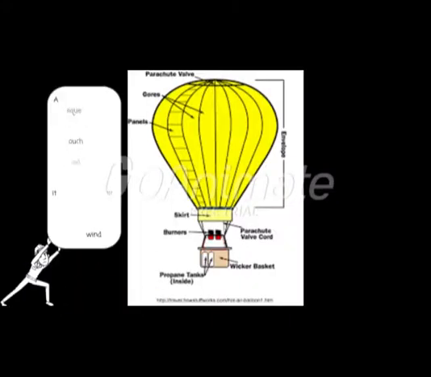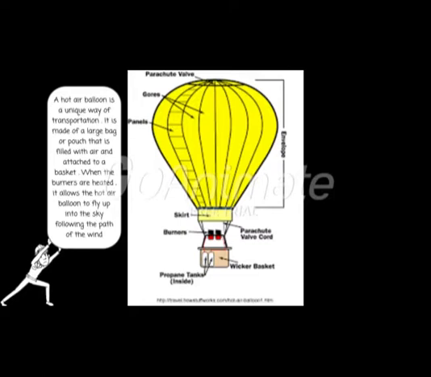A hot air balloon is a unique way of transportation. It is made of a large bag or pouch that is filled with air and attached to a basket. When the burners are heated, it allows the hot air balloon to fly up in the sky following the path of the wind.